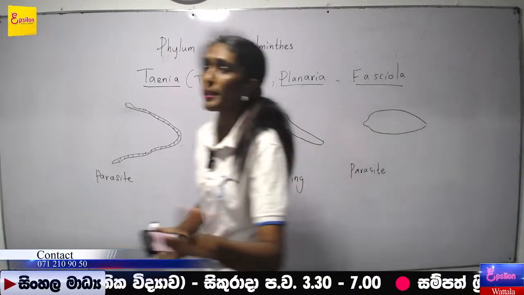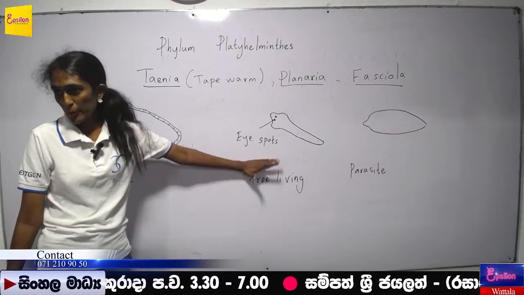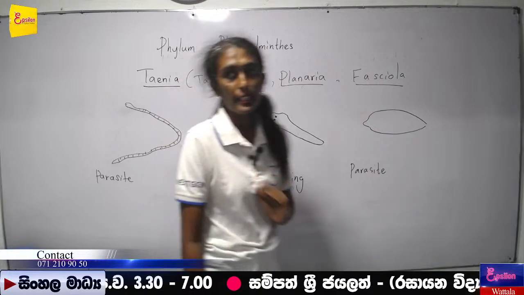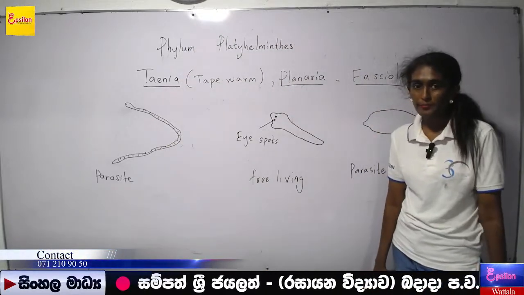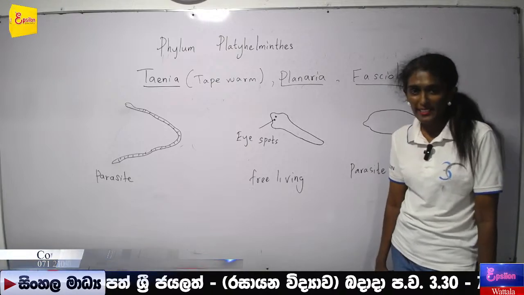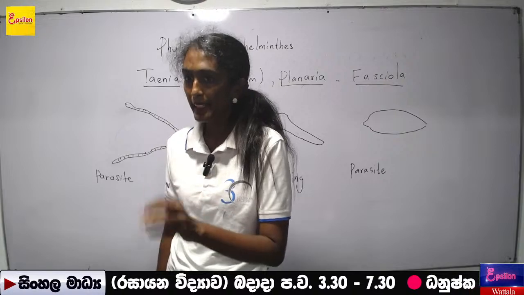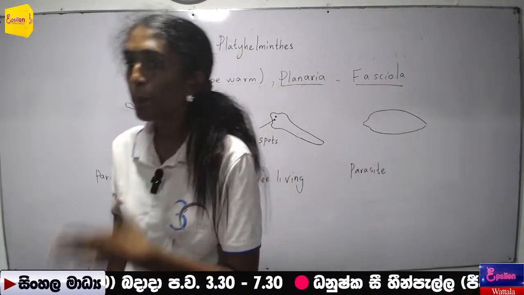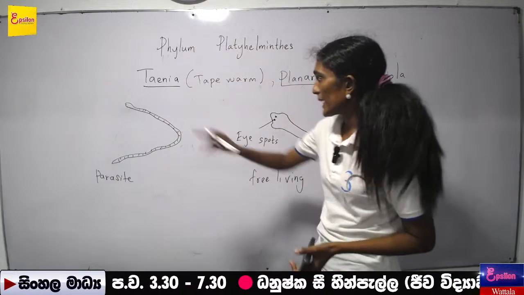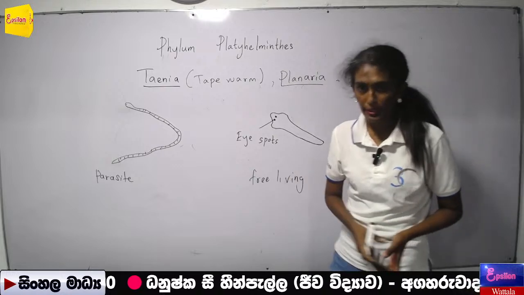I'm telling an important thing. Only Planaria has eye spots. Why are the other ones not having eye spots? They are parasites inside the body. They don't need to find out where the light is or what the environment is. They just need to suck the blood from the organism, so they have sucker-like structures to suck the nutrients. Right? Okay.